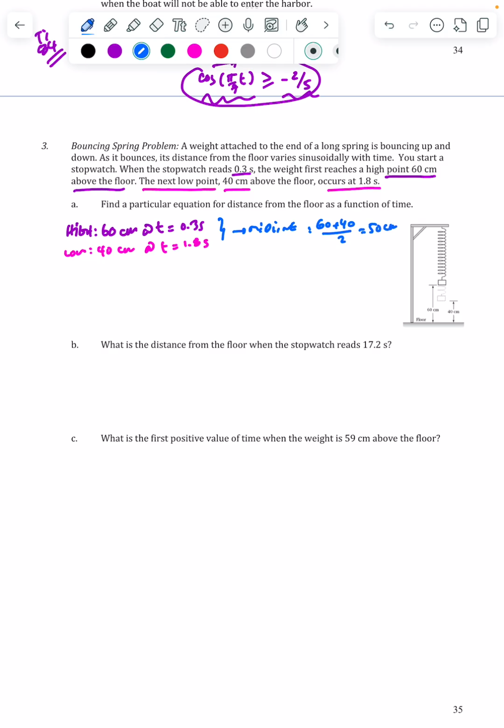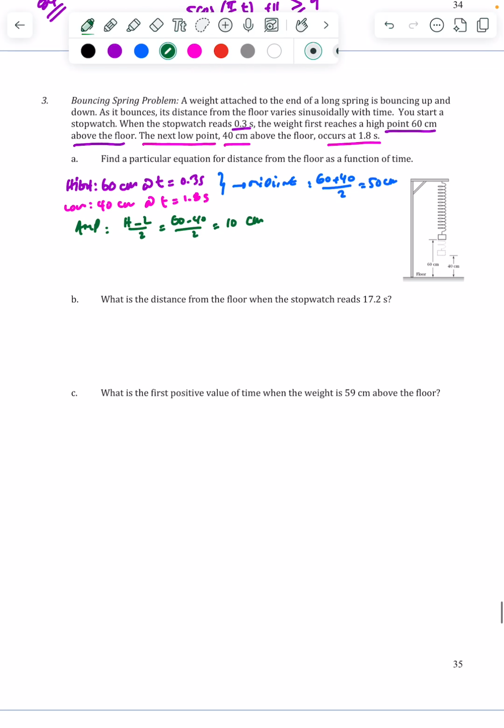That's the midline. Now, how do I find the amplitude? Amplitude, we said max minus min, so high minus low divided by 2, which is 60 minus 40 divided by 2, which is 10 centimeters. That's your amplitude. Now, going from high to the next low is also half a cycle, a half period, which is from 0.3 to 1.8, and that's really 1.5. So that's half a cycle. That means the period is twice that, which is 3 seconds.